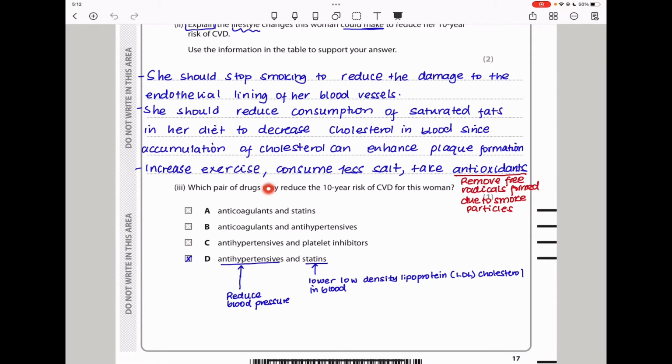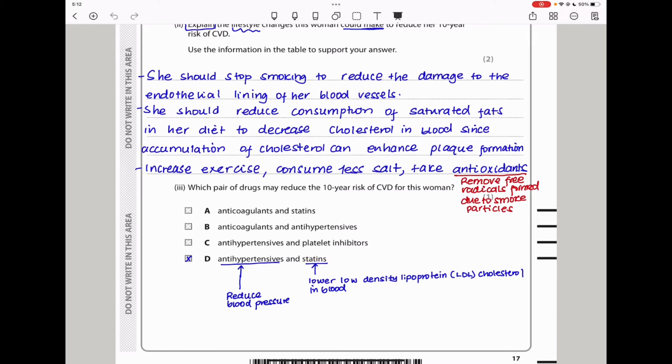Next, they say which pair of drugs may reduce the 10-year risk of CVD for this woman. Since this lady has, we can see she has high blood pressure, she needs a combination, of course, of medications that are going to reduce this. I just chose the antihypertensive, and then we have the statins.